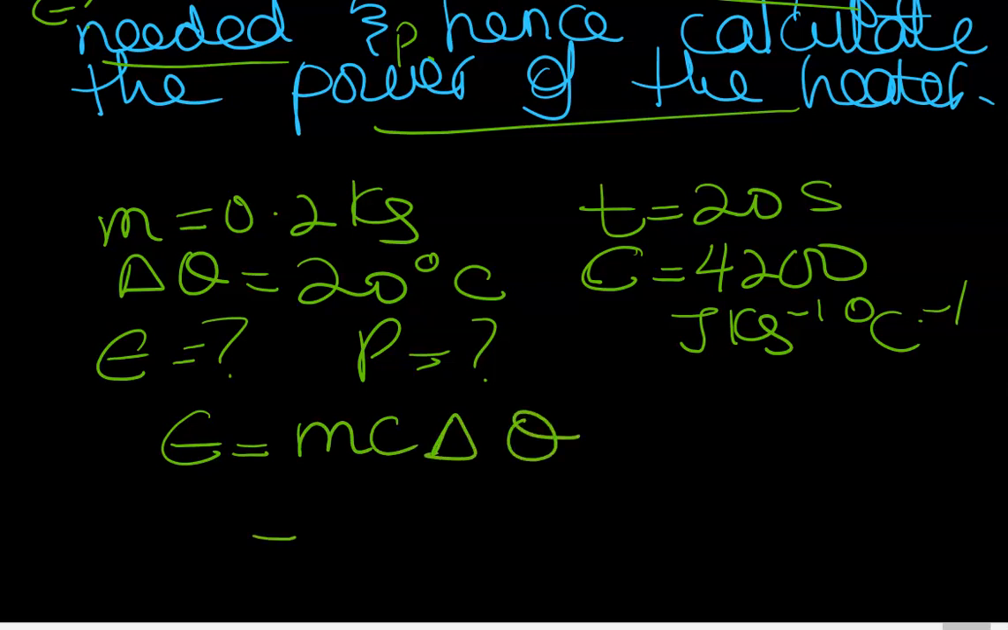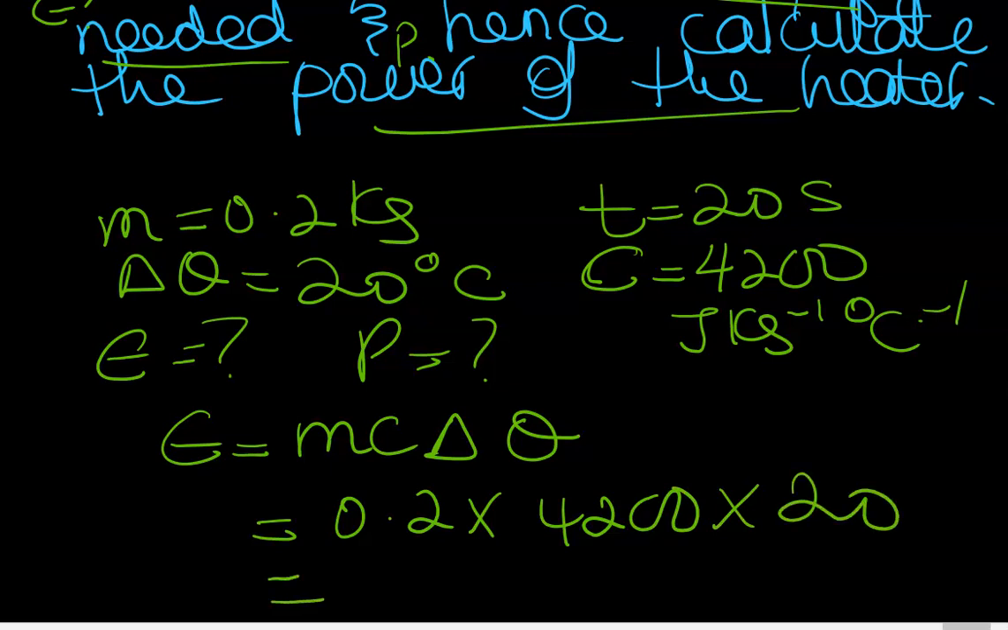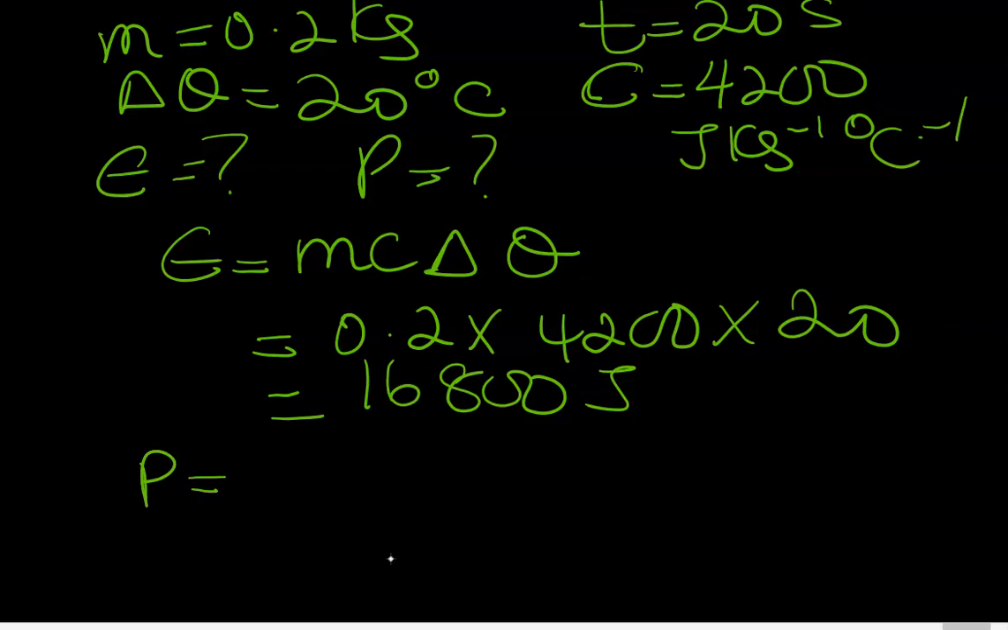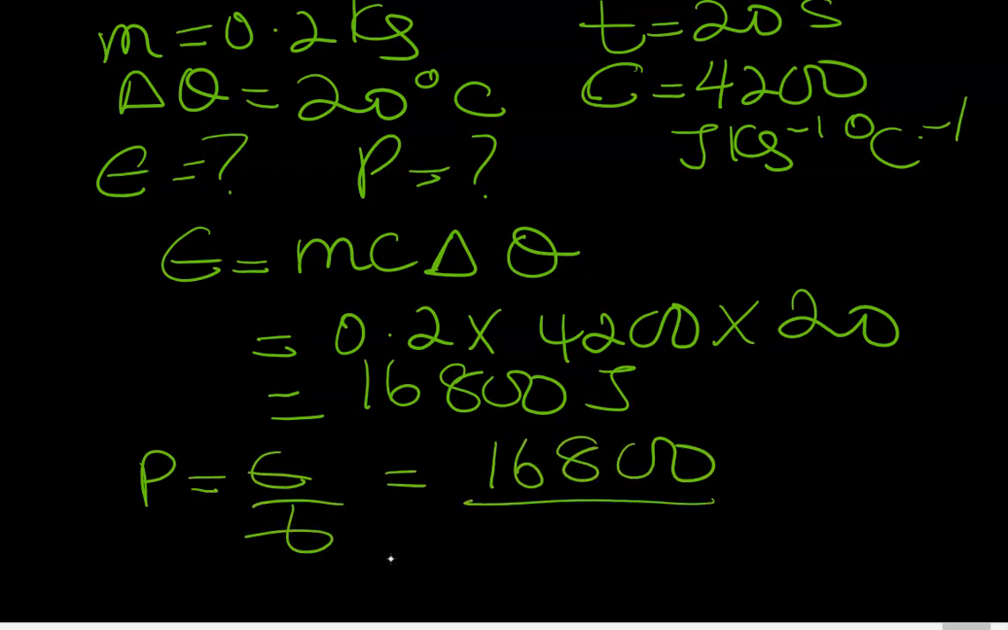Alright, so let's work through. So it's 0.2 by 4200 by 20. So that works out to be 16800 joules. And now we want to get power. So that's energy over time. 16800 over 20 seconds. So that's 840 watts. Okay.